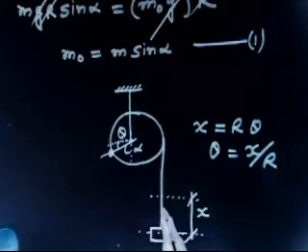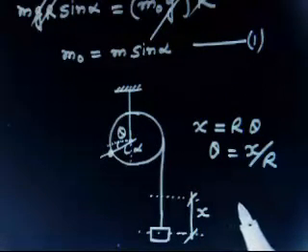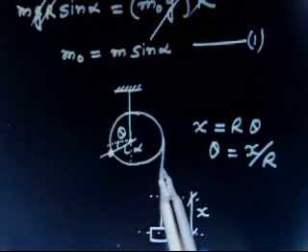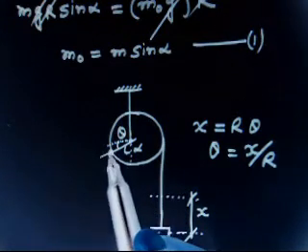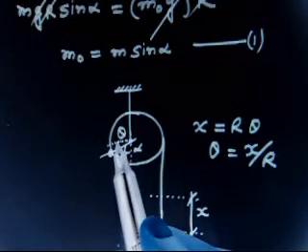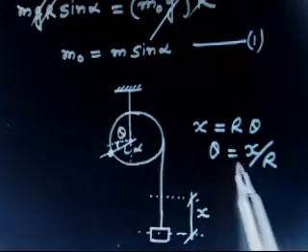If I try to pull this side, what will happen? This disc will rotate, and how much will it rotate? Since this side has gone by distance x, this is a case of pure rolling, so this linear length goes by x, and in terms of angular, x should be equal to r into theta, so theta will be x by r.